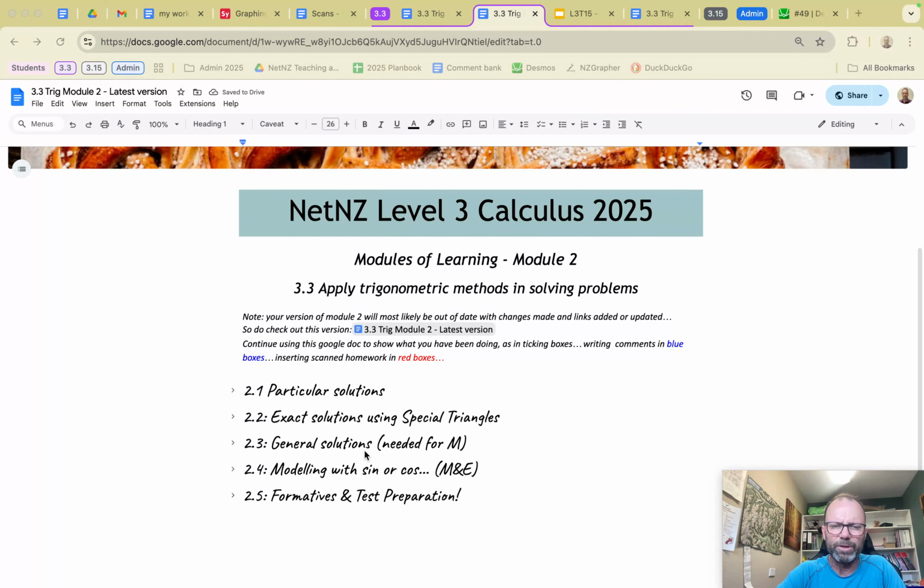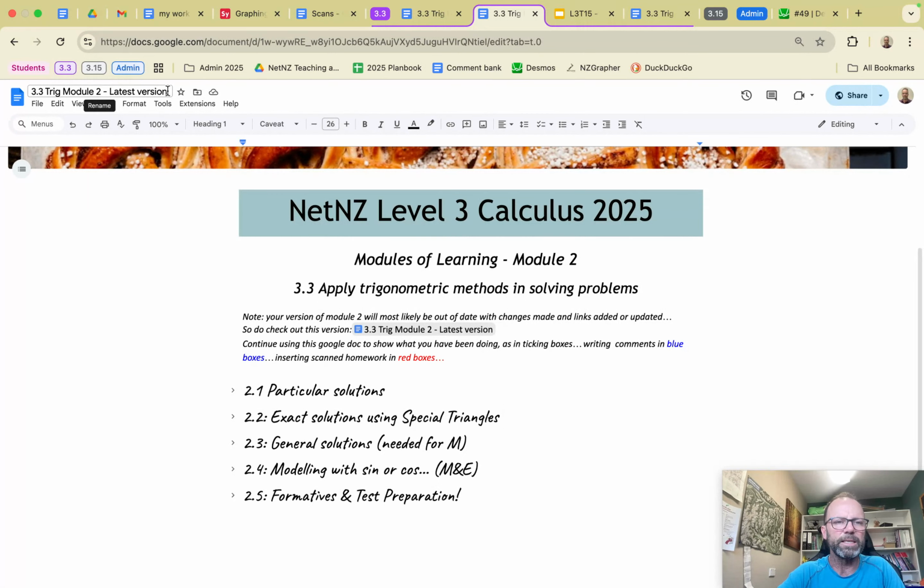The general solution is the one that sorts out if you get a merit or not. And modeling is the fun stuff for excellence level. And down the bottom here, formatives, which are old test standard papers to give you practice, and also some test preparation hints.